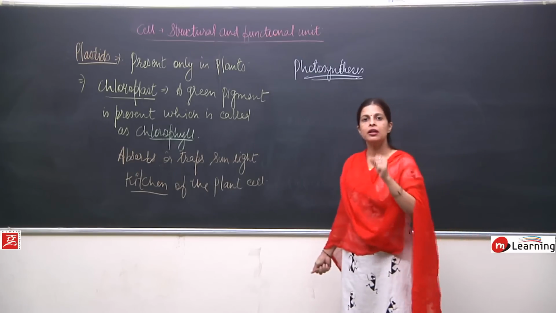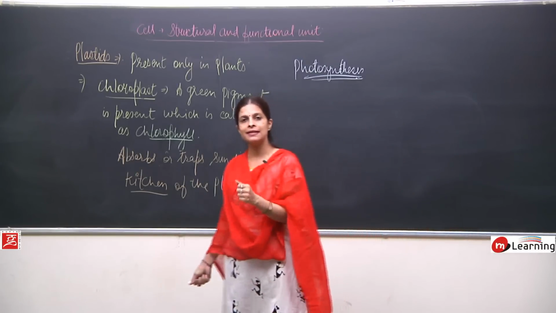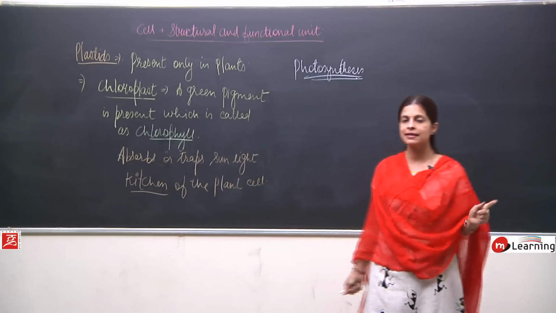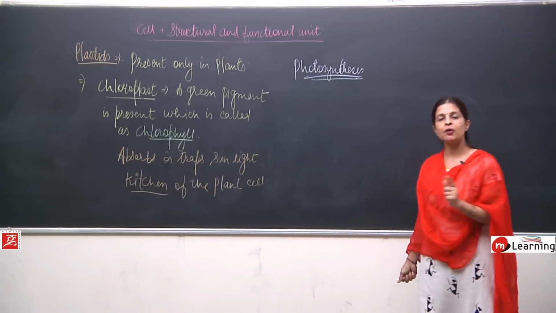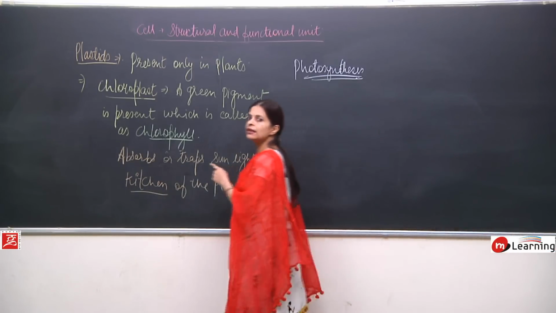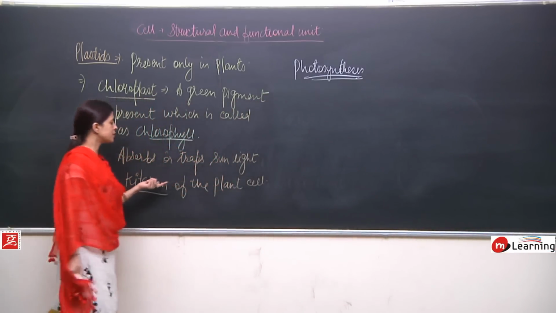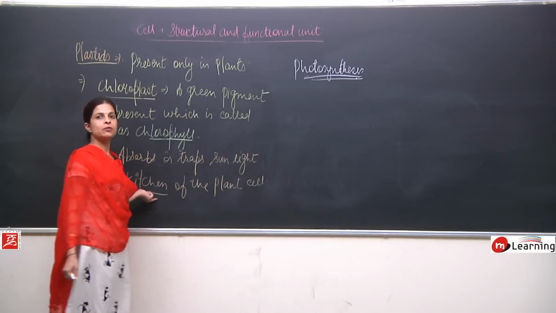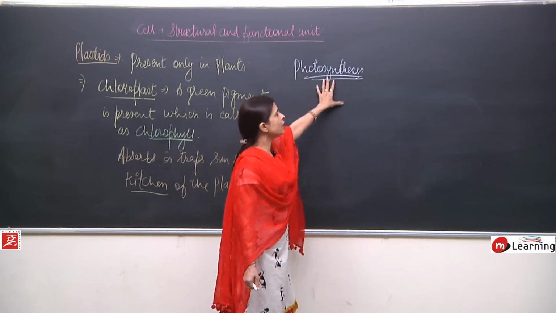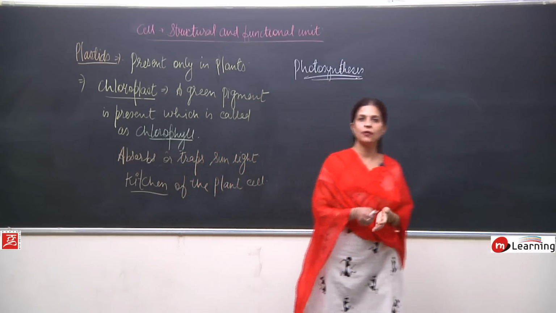Plastids are structures which are present inside the cell, and which cell? Only inside the plant cell. These are responsible for trapping sunlight and converting the sunlight into chemical energy. That is the reason it is known as the kitchen of the plant cell. What is the main function? Photosynthesis is the main function.